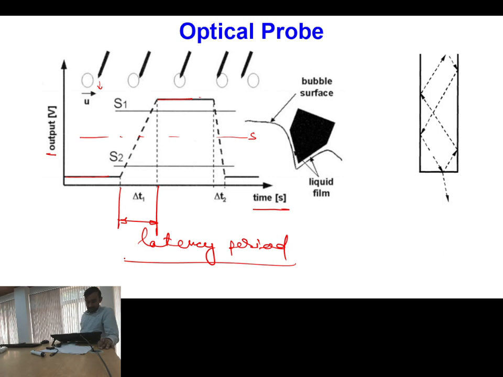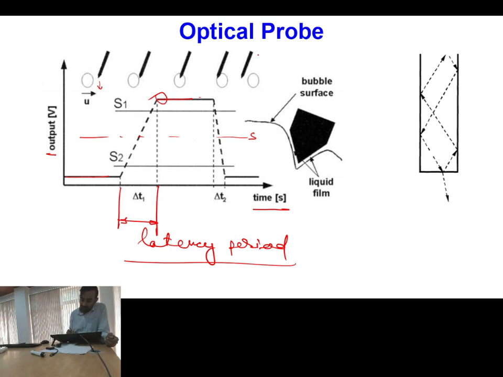So the thing is, we consider that this is the point when the bubble is just about to approach the probe. After this point there will be an increase in signal, but whether the bubble has actually reached the probe or not, we do not know until my signal reaches this point. So I have some latency period over here, and why does this latency period come into the picture?